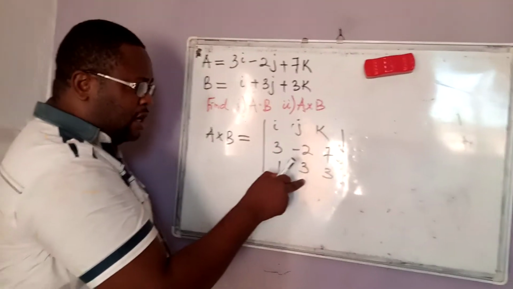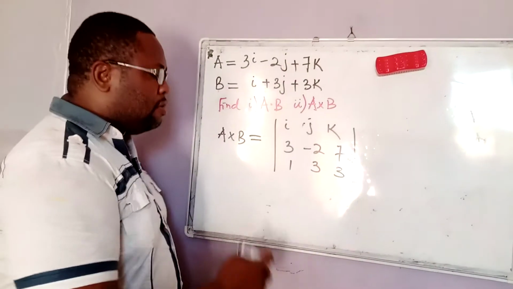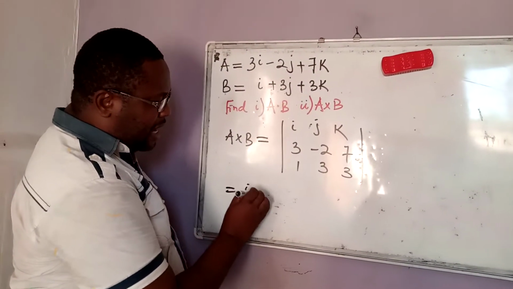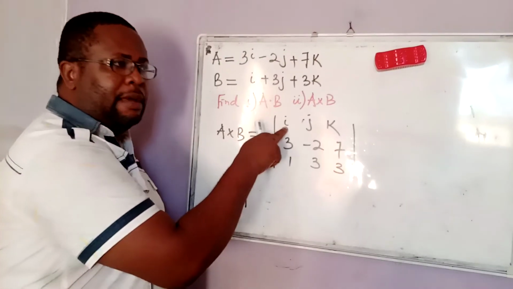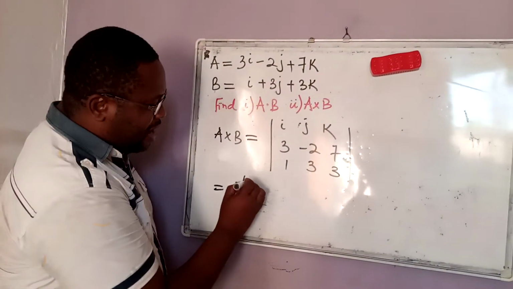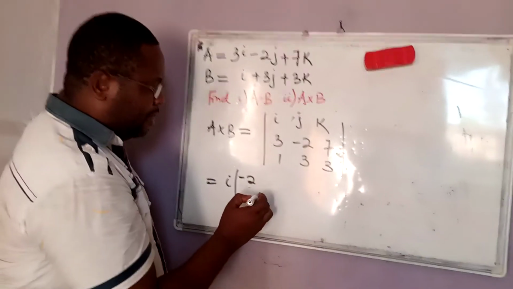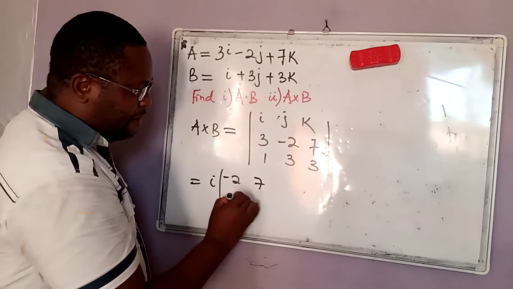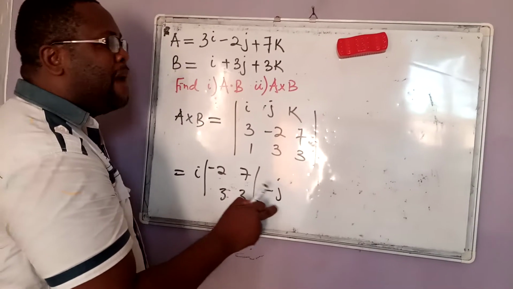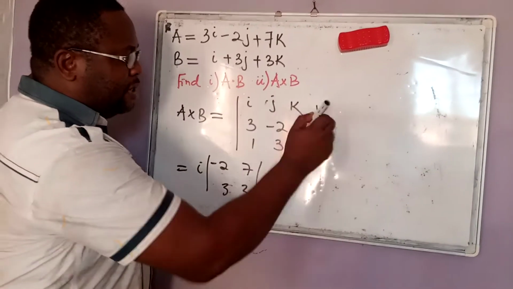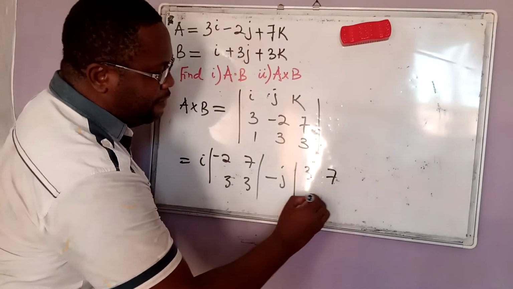We are going to convert. Now to find the determinant of a 3 by 3 matrix, all you need to do is to convert to 2 by 2. So I'll delete the row and the column that involves that particular element. Now when I do that, I will have minus 2, 7, 3, 3. I'm deleting here and here. This is i, so I'm deleting its row and column. And then when it comes to the second term, I'm going to use a minus. So we have minus j. I'm deleting here and here. What is left? I have 3, 7, 1, 3.